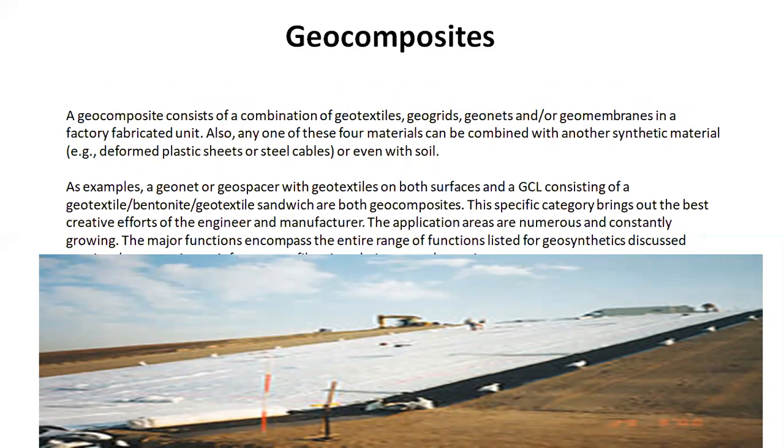Now we see about the geocomposites. So a geocomposite consists of a combination of geotextiles, geogrids, geonets and geomembranes in factory-fabricated units. Also any one of these four materials can be combined with other synthetic materials, for example deformed plastic sheet and steel cables, or even with soils. An example: a geonet or geospacer with geotextile on both surfaces, and a GCL consisting of a geotextile-bentonite-geotextile sandwich, are both geocomposites.